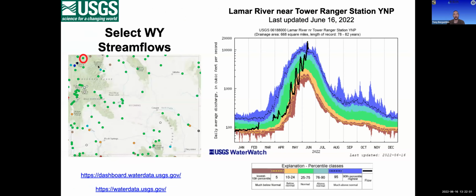This is that Lamar River station that we saw the first set of graphs for. And as you can see also on this, just looking at the yearly hydrograph, you can see that we broke through the record there up at the top, and we were in uncharted area there for a little while.